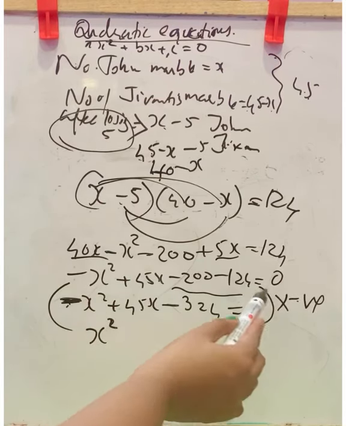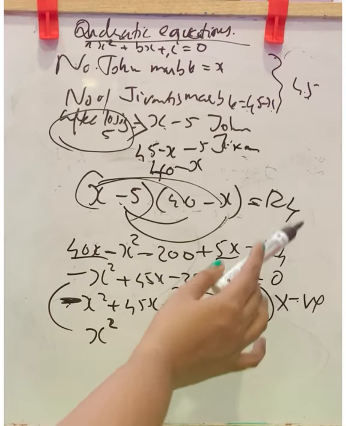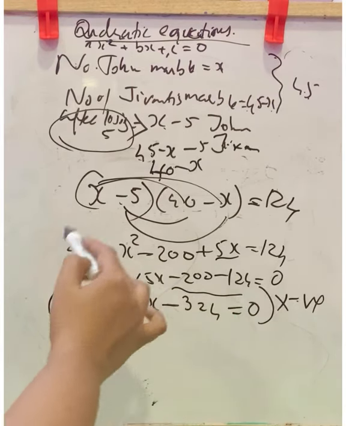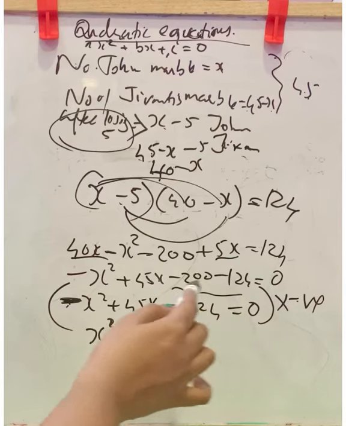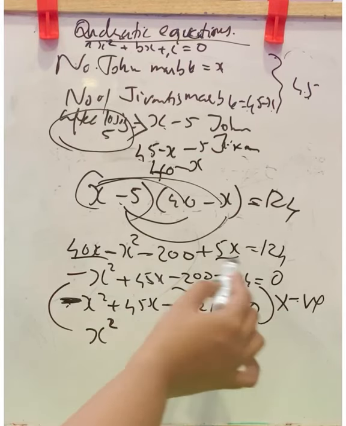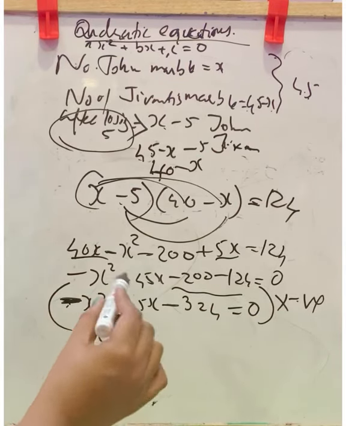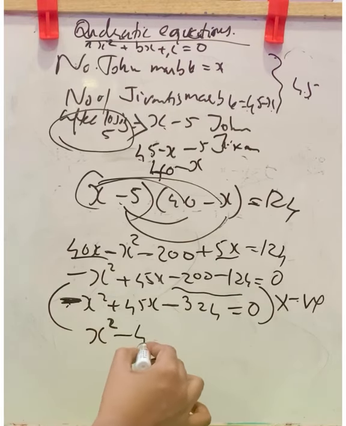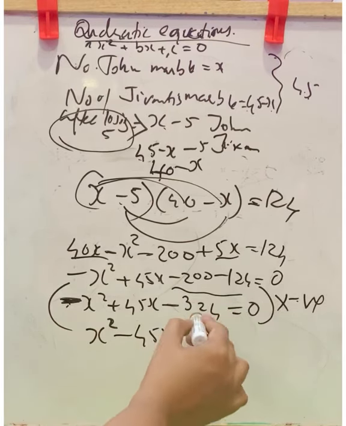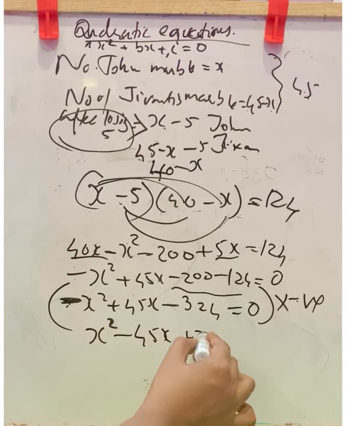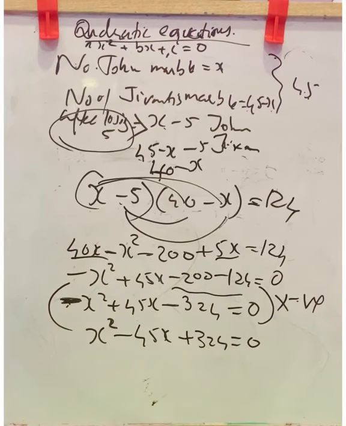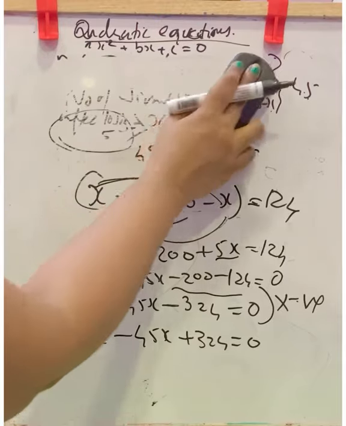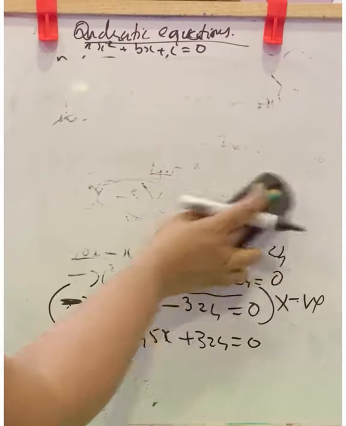Remember, if you are multiplying with anything, sign or number, you have to multiply each and every term in the equation. So negative into negative x square, it becomes positive x square. Here negative into 45x, negative 45x. Negative into negative 324, positive 324 equal to 0. So we got the quadratic equation to solve.